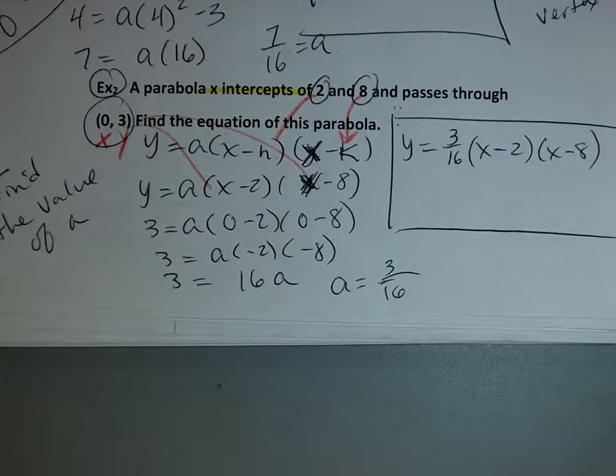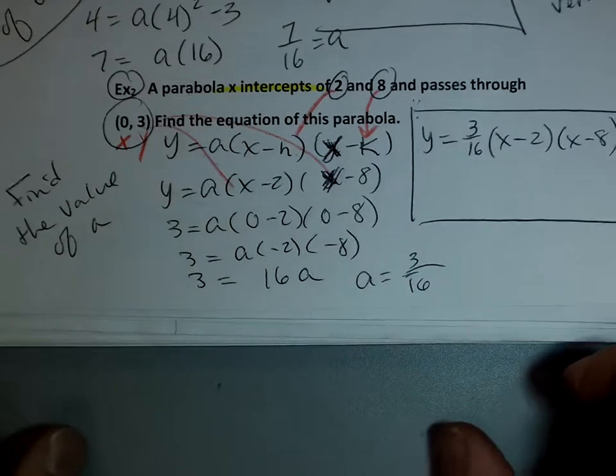So what I had to do is find the value of a in all of these, right? That was part of the problem. And the value of a is important because it either makes the parabola wide, skinny, or upside down. And if you have to go through those points, then you've got to make sure you've got the right value, okay?